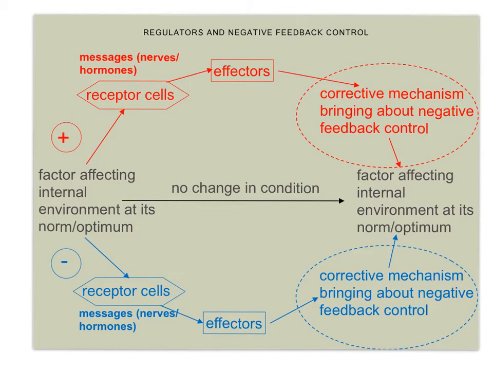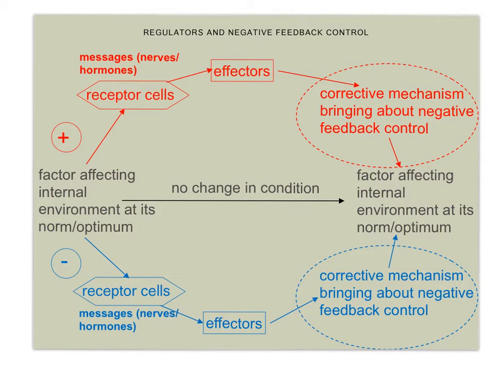Now, I used the word before, physiological homeostasis. That's the maintenance of the body's internal environment within certain tolerable limits despite changes in the body's external environment. And that regulation is brought about by a negative feedback control, and it needs energy.